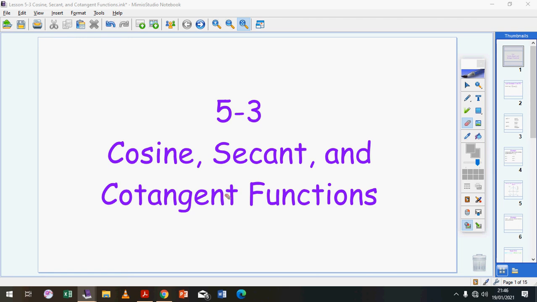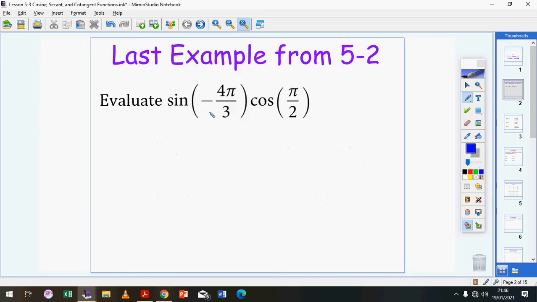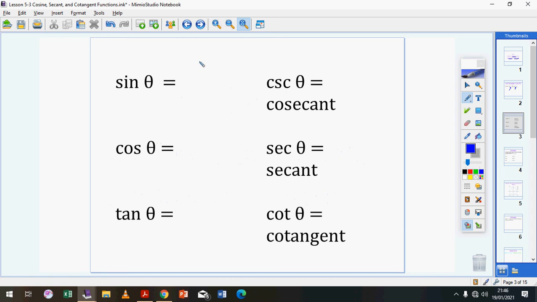So today we'll talk about cosine, secant, and cotangent functions and cosecant functions. So basically reciprocals of trigonometric functions. This is the example from yesterday's class, and I did that in the class video which was posted.